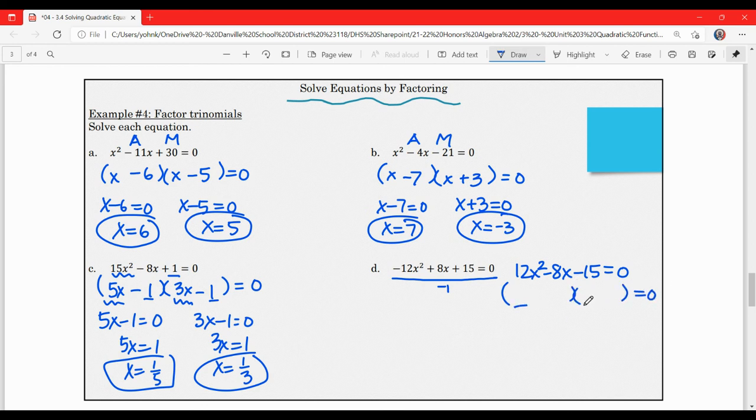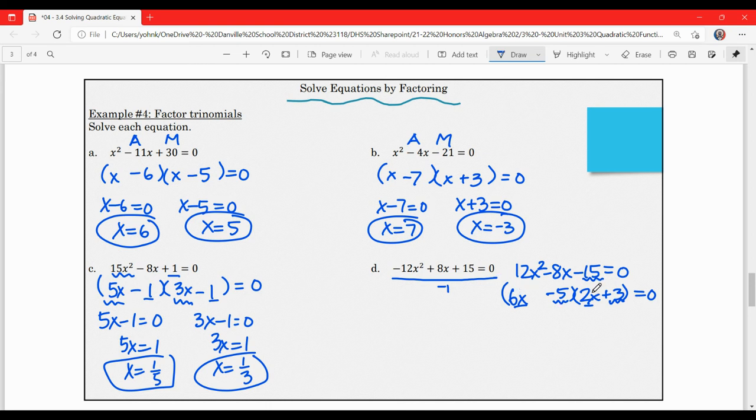The first things in the parentheses have to multiply to give you 12. So I'm thinking either 12 and 1, 4 and 3, 6 and 2. I'm going to try 6 and 2. Then I need to find the last things in the parentheses that multiply to give the last thing, negative 15. So that's like negative 5 and 3. So if I try negative 5 here and a positive 3 here, it's called guess and check for a reason.